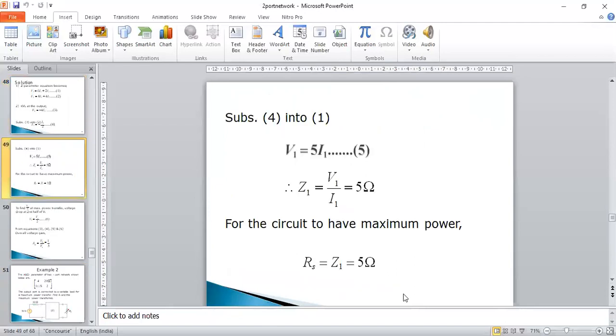Substituting equation number 4 into equation number 1, we find V1 is equal to 5 I1. Again, we know the I1 value. So Z1 is equal to V1 by I1, which is equal to 5. For the circuit to have maximum power, RS is equal to Z1, which is equal to 5. So this is the value at which the maximum power can transfer from the input side to the output side, meaning source to load.